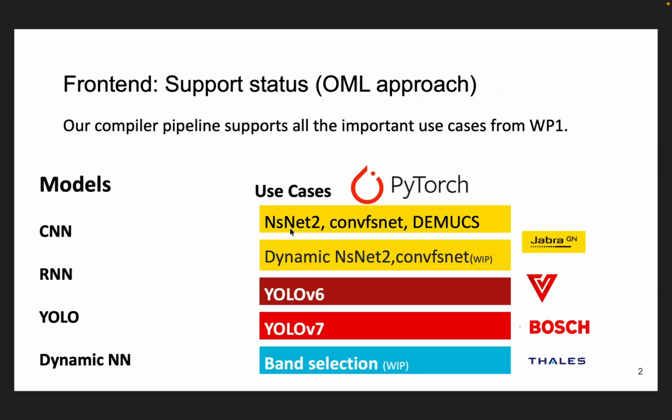Our approach, OML and OML vect, supports compilation for almost all use cases from Work Package 1. We also support models such as CNN, RNN, YOLO, and dynamic neural networks. And we have successfully compiled at least one use case per provider from Work Package 1. Specifically, we support compilation for NSNet2, ConfessNet2, DMARCs from Jabra, and YOLO v6, v7 from VI Notion, and band selection from Thales.